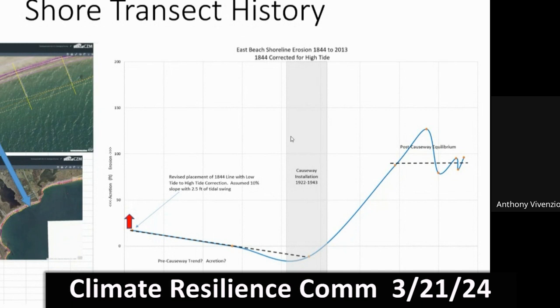And then you have this colored era where the causeway was constructed in various forms, but in its final form by 1943. And that started an era of very marked erosion, over 100 feet of erosion on East Beach. And this can be seen in a variety of different transects. And then culminating in a second equilibrium where the beach was heavily cobbled and essentially somewhat static, moving in and out slightly over different survey times, but really more minor movements relative to what occurred during the causeway era.